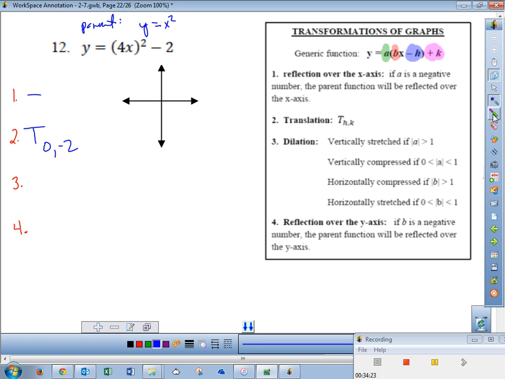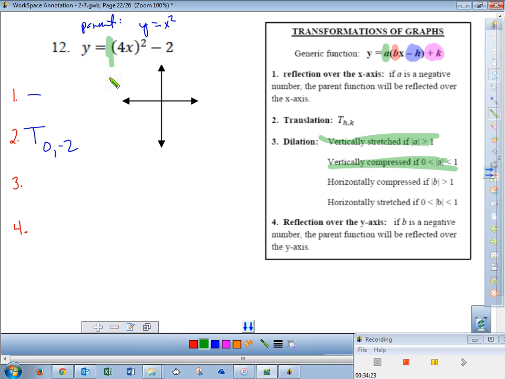Dilation time. Vertical dilation is all about A. A is green. Correct? Yes. Was there any vertical dilation? Yes or no? No. Horizontal dilation. It's about B. B is the number in front of x inside the parentheses. It is 4. So there was horizontal dilation.